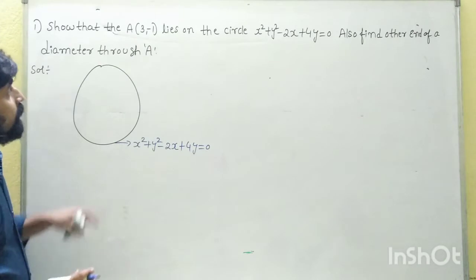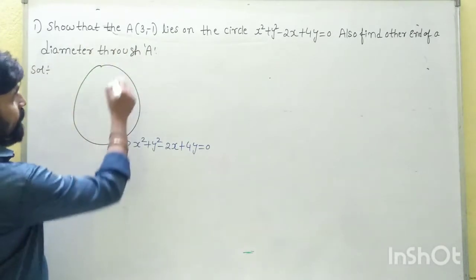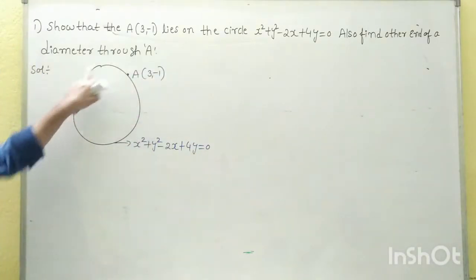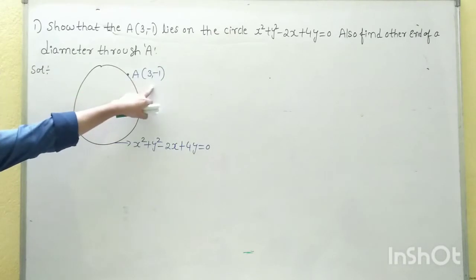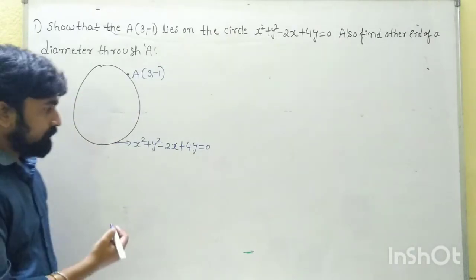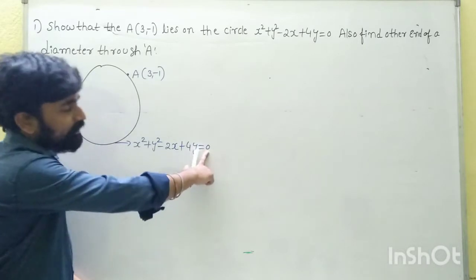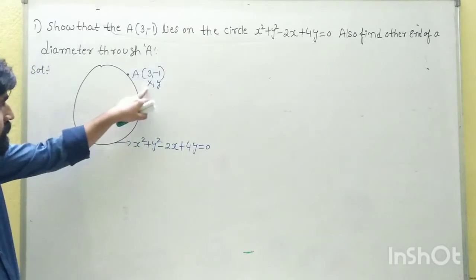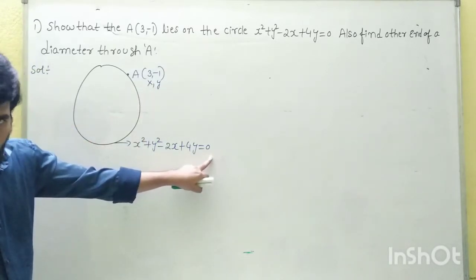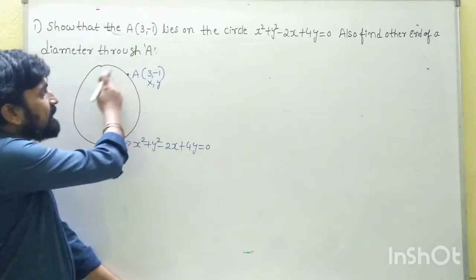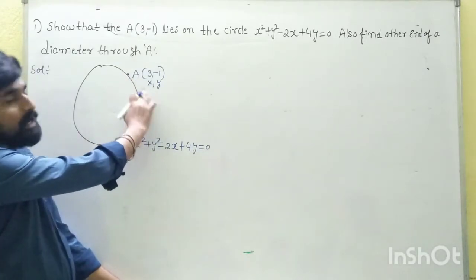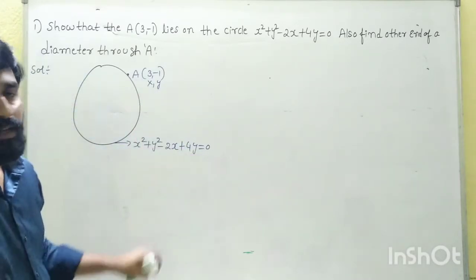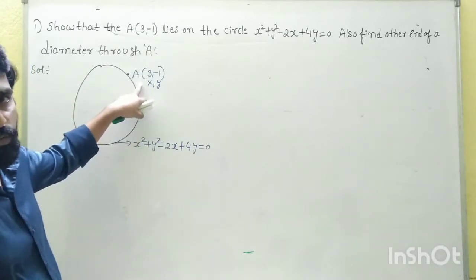This circle is passing through this point A (3, -1). We need to check how. If you substitute the x and y values of this point in the equation and get 0, then the circle is passing through point A. If you are not getting 0, then the circle is not passing through A.